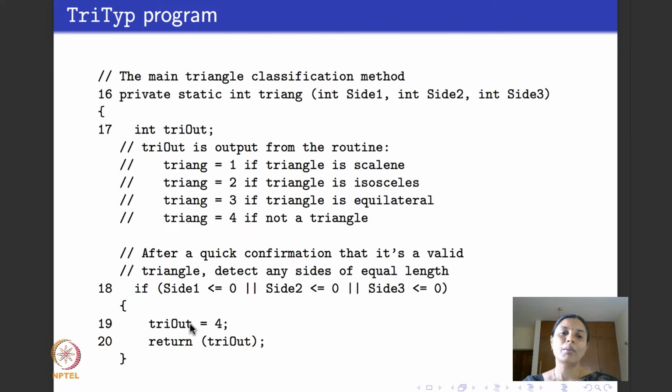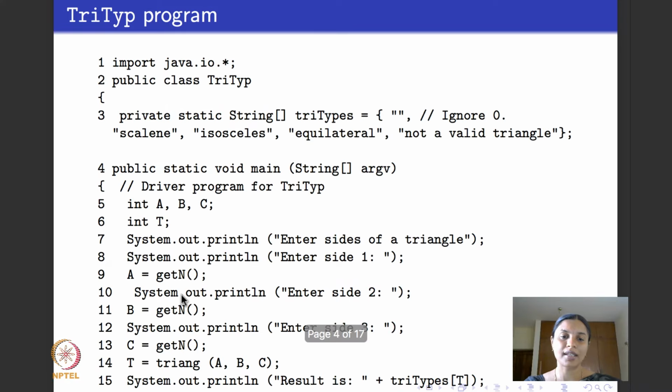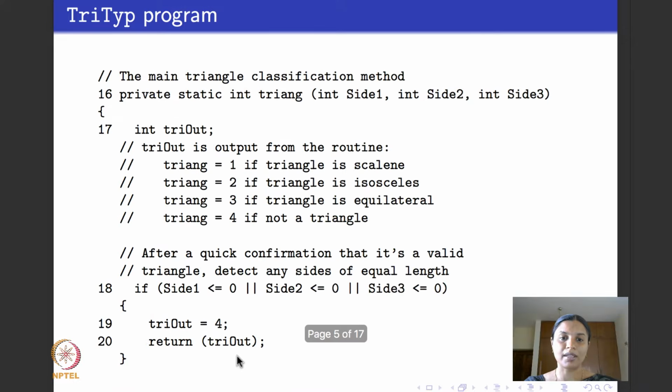So here basically after taking the 3 sides as inputs in A, B and C, they get passed to the triang method, A, B and C. Triang method takes them as inputs side 1, side 2, side 3. First thing that it checks is if any of the sides is less than or equal to 0. That's this if statement in line number 18. If any of the 3 sides is less than or equal to 0, it sets tryout to 4, which we interpret in the code to mean it's not a valid triangle, returns it and comes out.